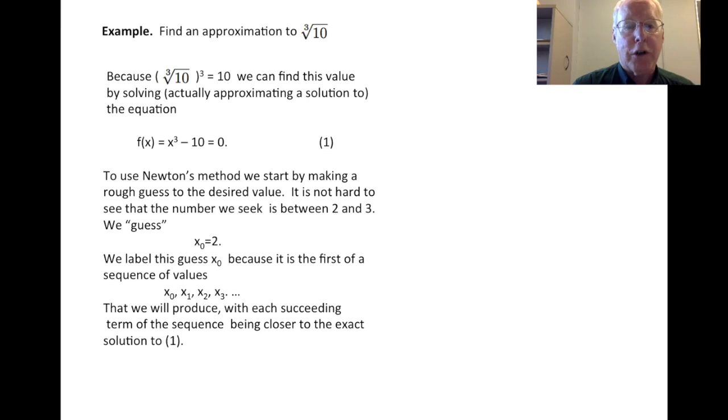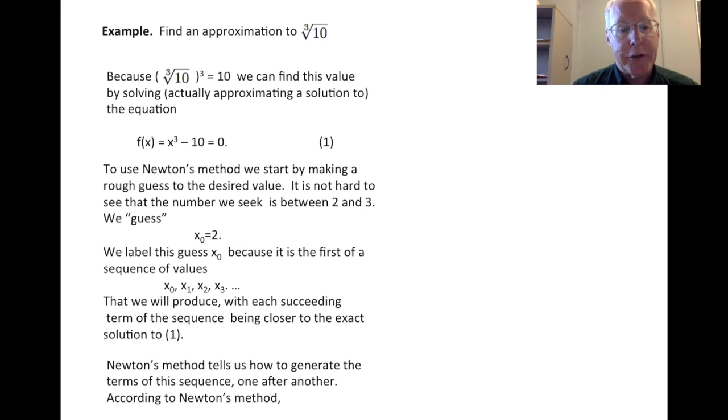Now, to use Newton's method, we start by making a rough guess to the desired value. It doesn't have to be a great guess, but of course the closer you get on your initial guess, perhaps the faster you'll get to a solution or an approximation you can live with. Now it's not hard to see the cube root of 10 is between 2 and 3, so let's guess x0 equals 2. And we're going to use the label x sub 0 because this is going to be the first in a sequence of values or iterates, x0, x1, x2, x3, etc., that we can produce. And each of the elements we produce will be closer to the solution, the cube root of 10, than the one before it.